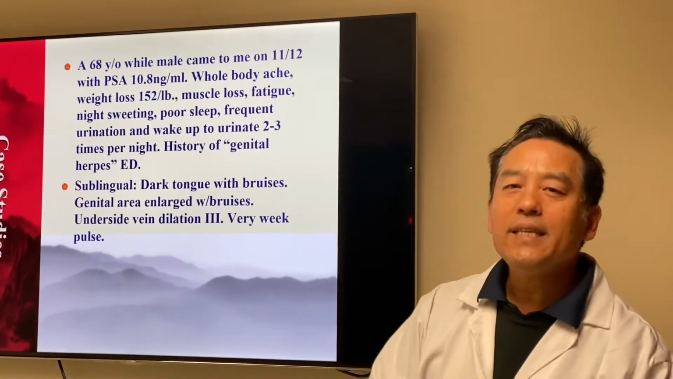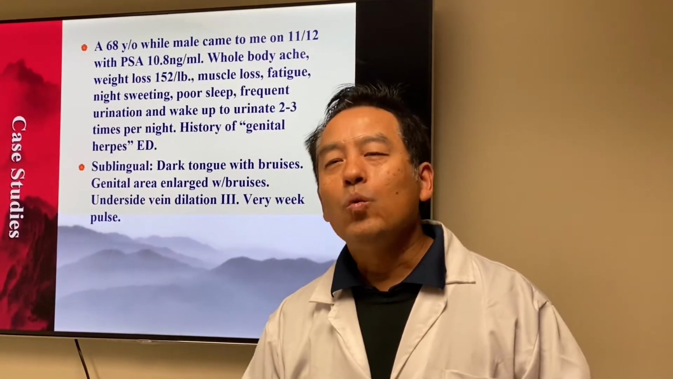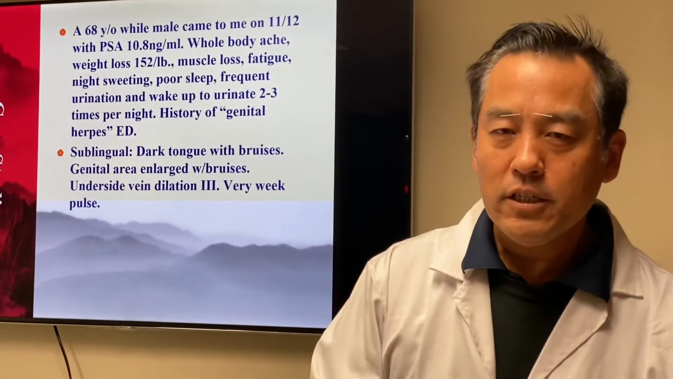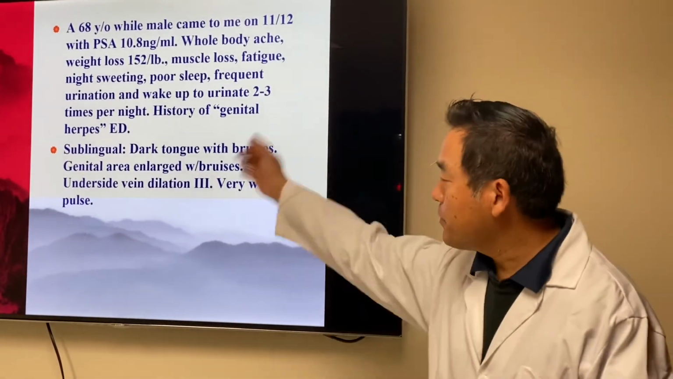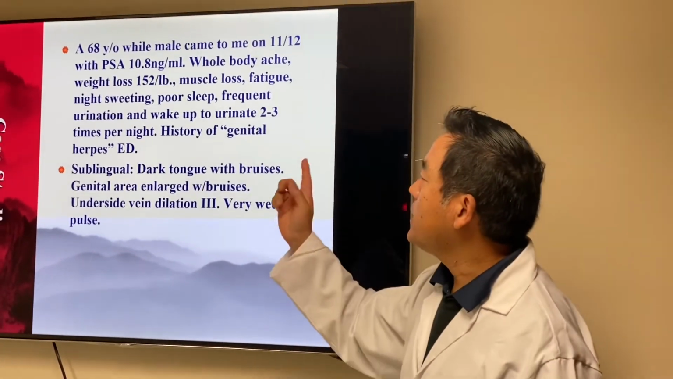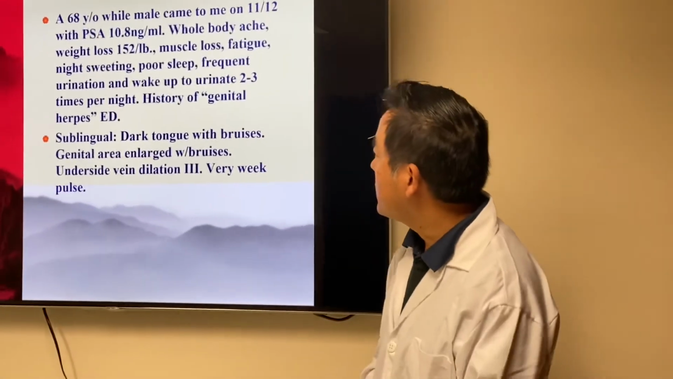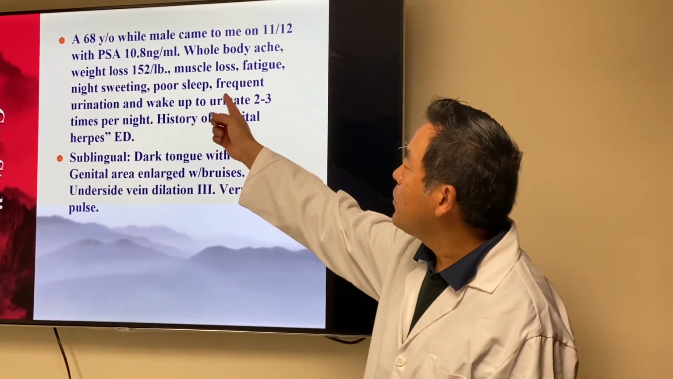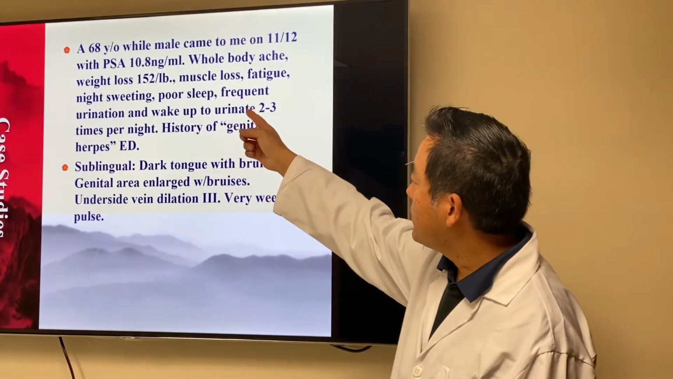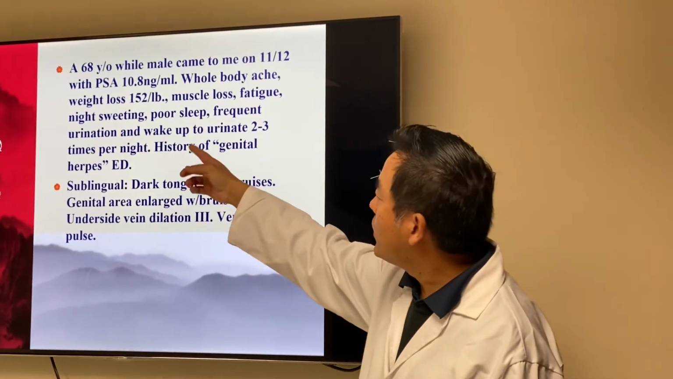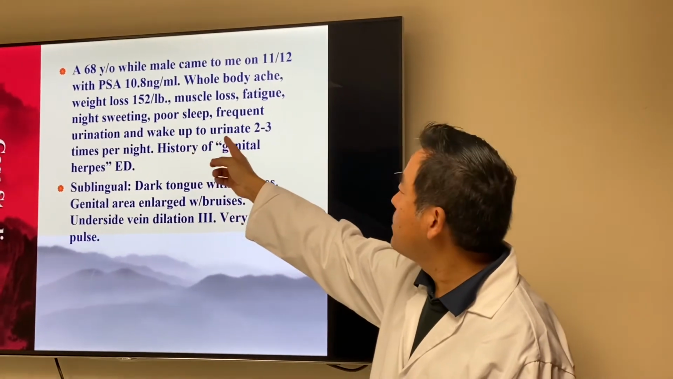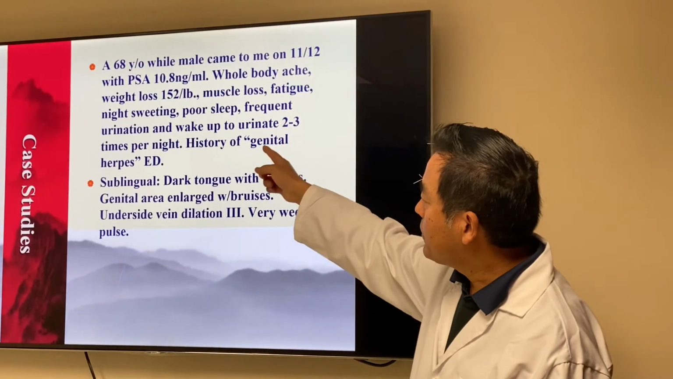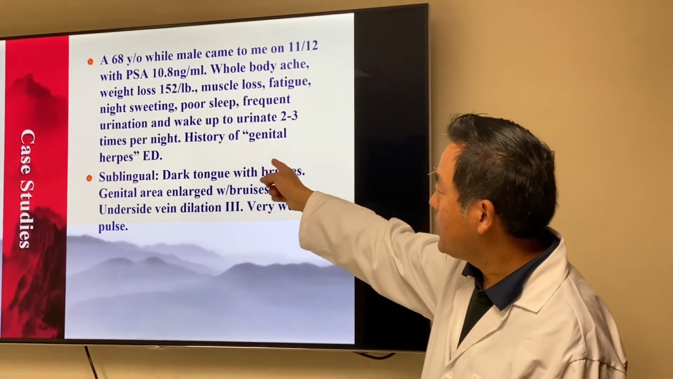Now let's do a case study and see what I do in my daily practice to improve my patient's PSA health. Let's use this patient as an example. A 68-year-old white male came to my clinic on November 12th with a PSA elevation of 10.8 nanogram per milliliter, whole body ache, weight loss to 152 pounds, muscle loss, fatigue, night sweating, poor sleep, and frequent urination, waking up to urinate 2 to 3 times per night.